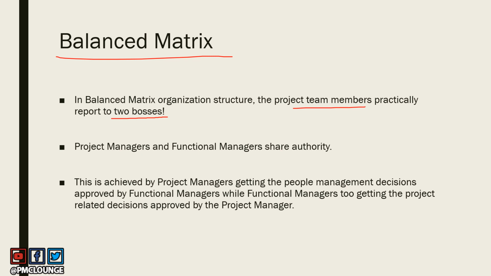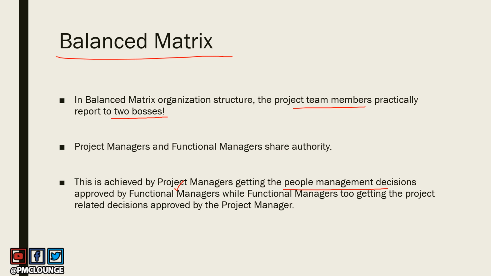This is done by making sure that whenever there is a people management related decision, it is approved by the functional manager. So if there is a people management related decision that the project manager needs to take, the functional manager should approve it. Only if the functional manager approves it, that decision can be implemented.